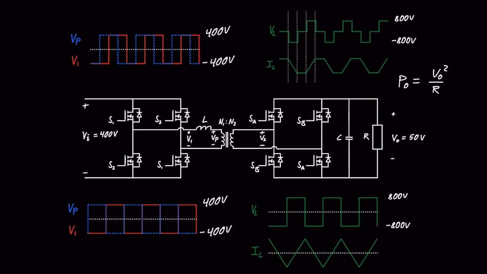By controlling the phase shift, we can actually control the output voltage. And that is kind of like how a DAB converter works.